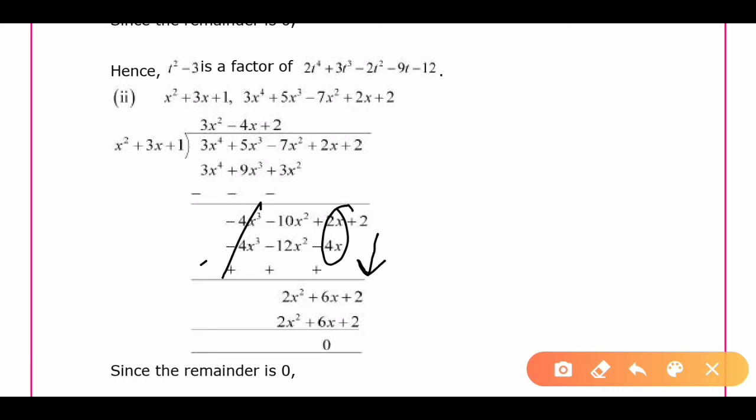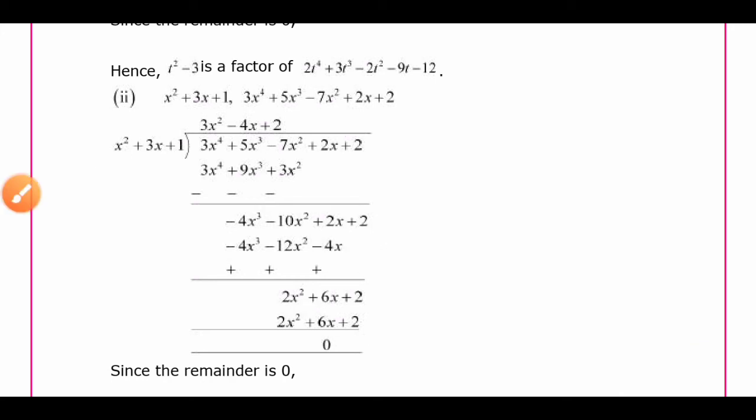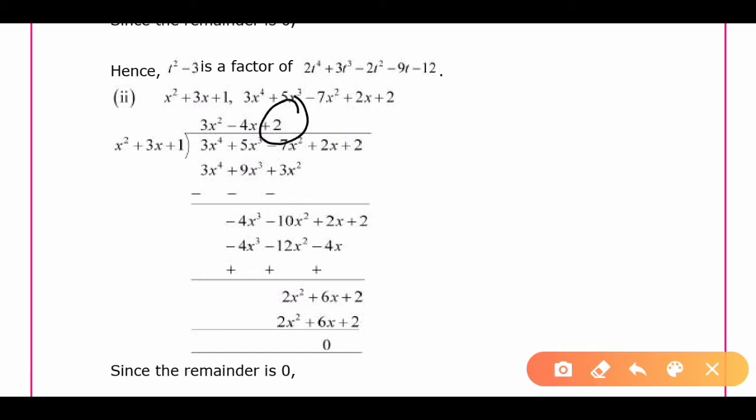Clear? Again we will check, is this divisible or not? Yes, this one is divisible because here we have x square and here also we have x square. So it will be divisible by 2. So 2 times it is divisible. So after multiplying this quantity by 2, we'll get this term 2x square plus 6x plus 2.